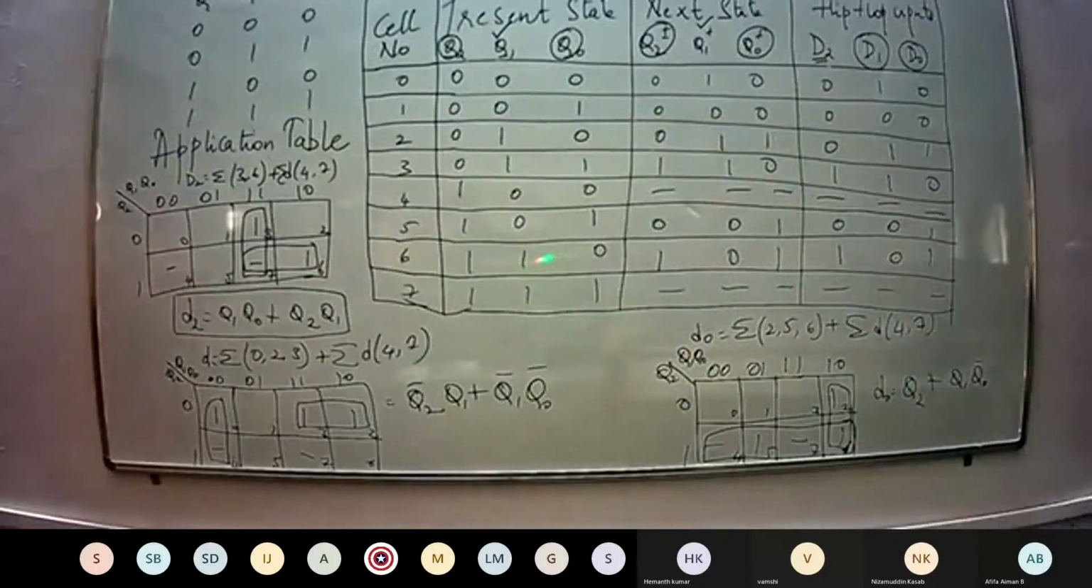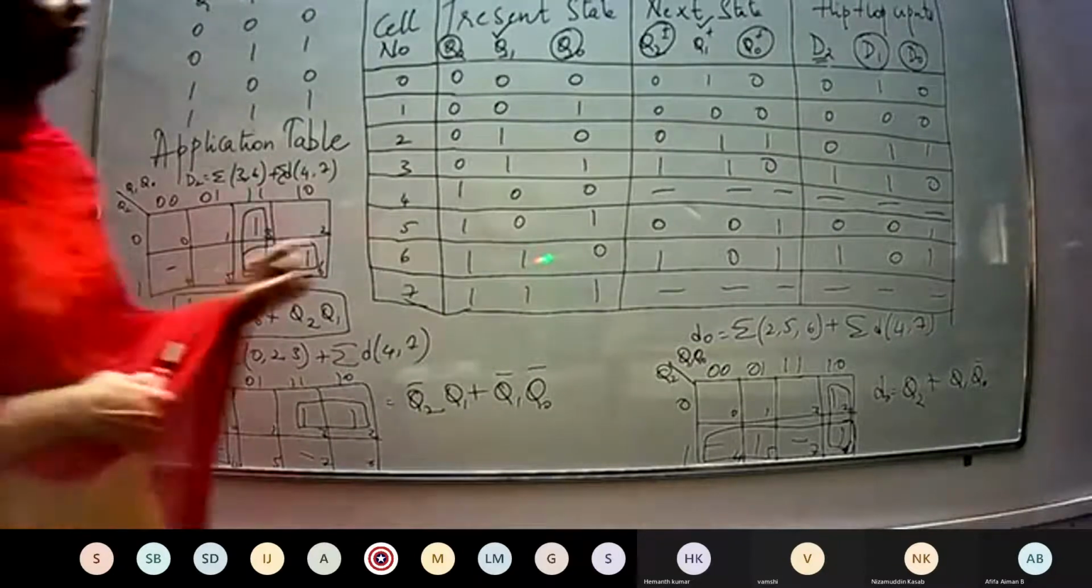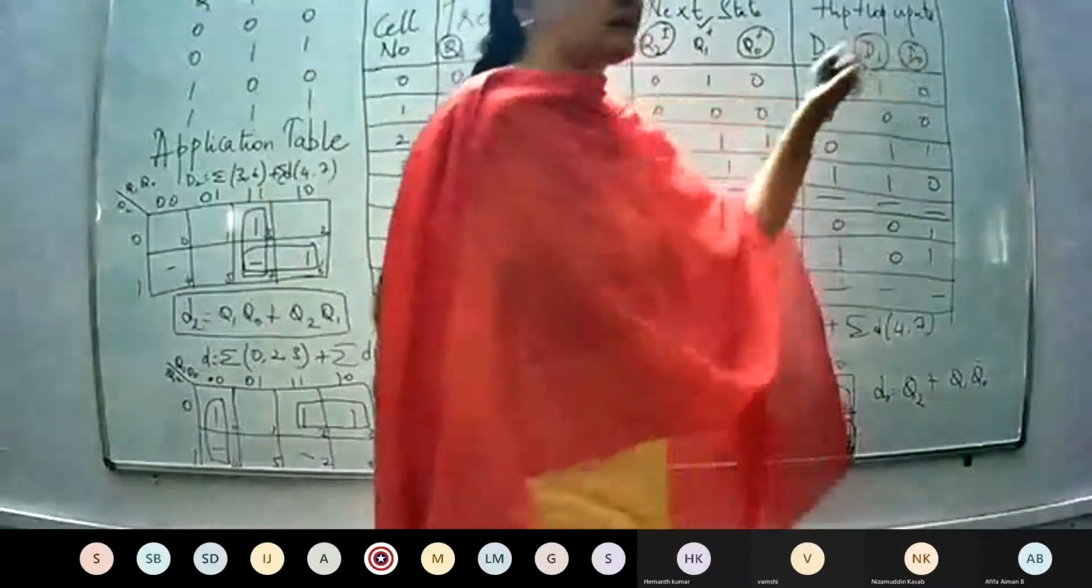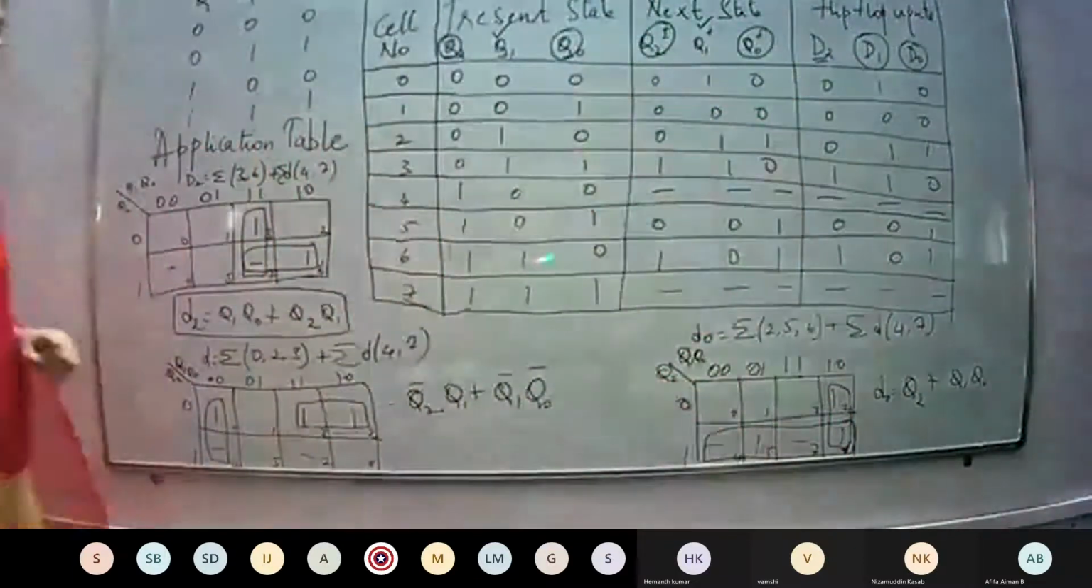So next, what is the next step you have to do? You have to put the K-map. Okay. For which one you'll be putting the K-maps? You'll be putting the K-maps for D2. You'll be putting the K-map for D1. You'll be putting the K-maps for D0.